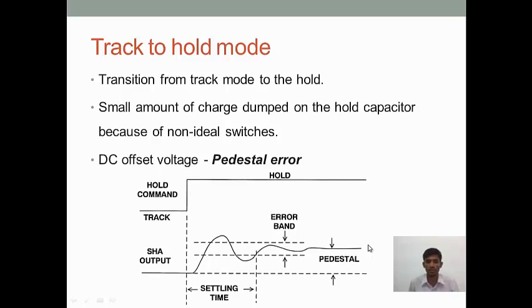This is a waveform. We can see this is the hold command signal. When we supply the hold command signal, the output gets held, and it tries to be at a steady state level, but it remains at some extra DC offset voltage higher than the regular one. This is where the sample should be held, at this line, but it has some DC voltage. We can see this is the extra DC voltage offset which is added. This is called the pedestal error.